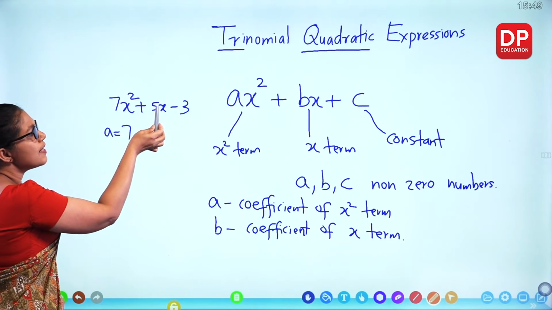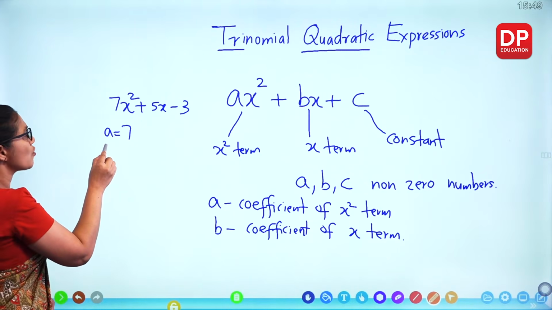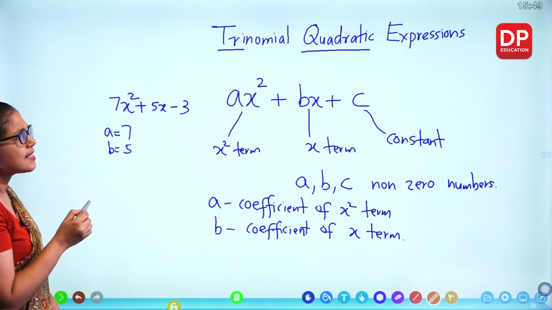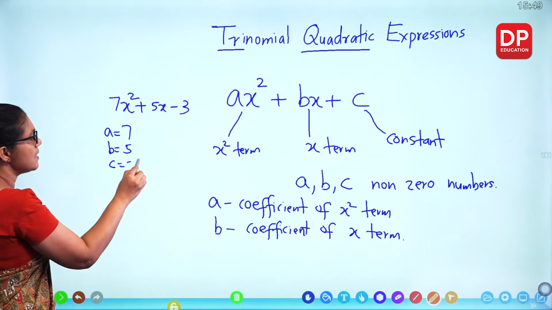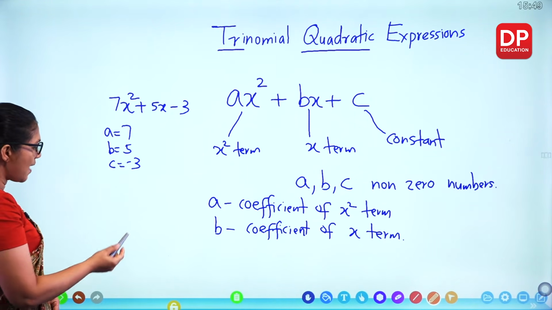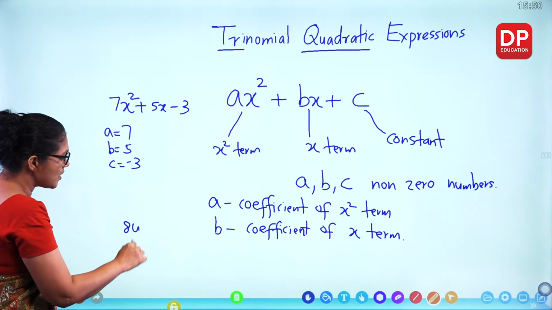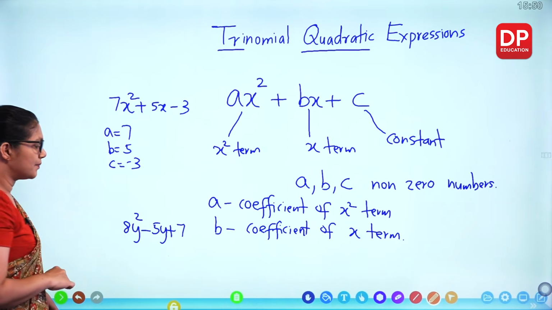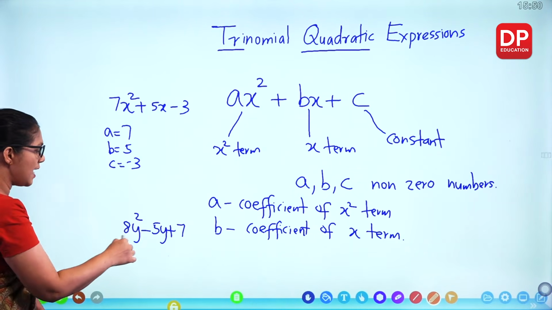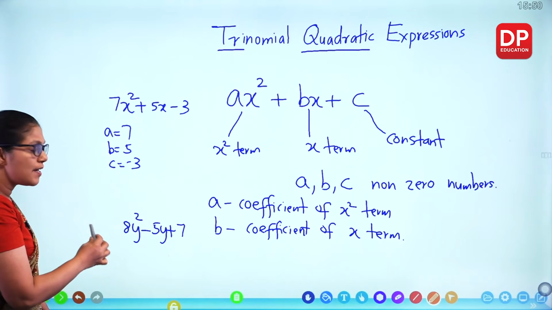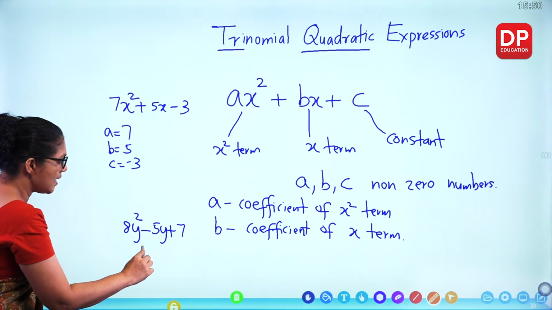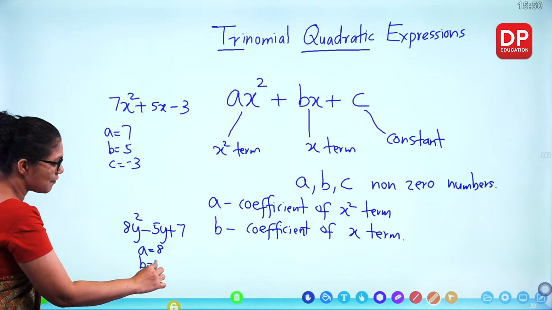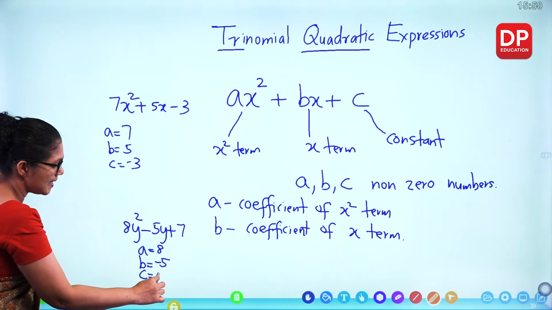What's b? The number in front of x. That's called the coefficient of x. I can write plus 5. What's the constant term now? Minus 3. I'll take another example. 8y squared minus 5y plus 7. What's the a value? The a value is the number in front of the squared term. So here a is 8. What's b? b is minus 5 and c is 7.